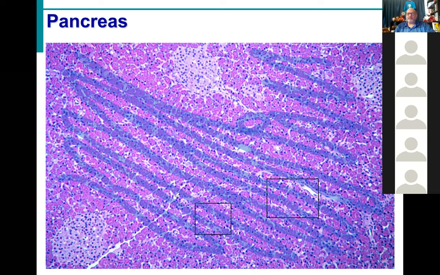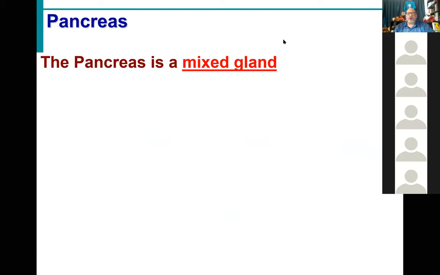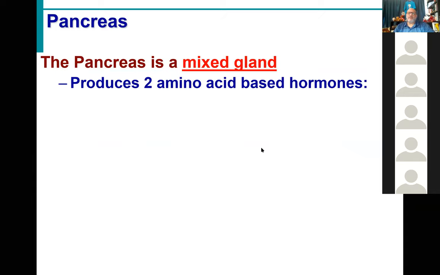However, like islands in a stream, because that is what we are, we have these small little islands or islets of these light-colored cells dotting the landscape of our pancreas. And these structures are our endocrine components. These endocrine components of the pancreas, known as the pancreatic islets, produce four major hormones. I'm gonna only hold you responsible for two of them.